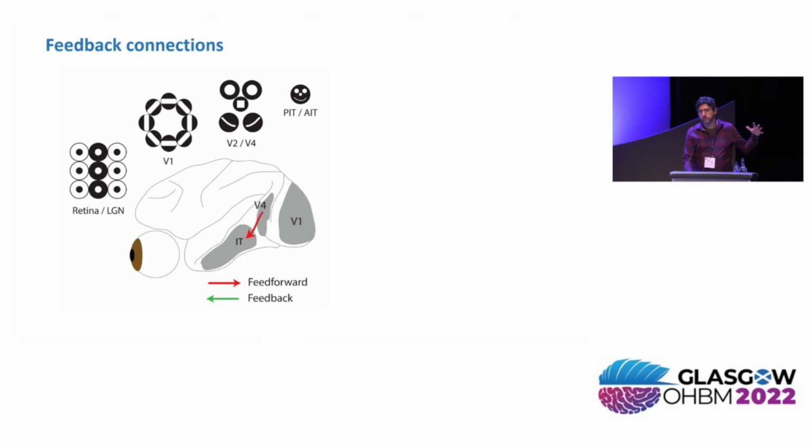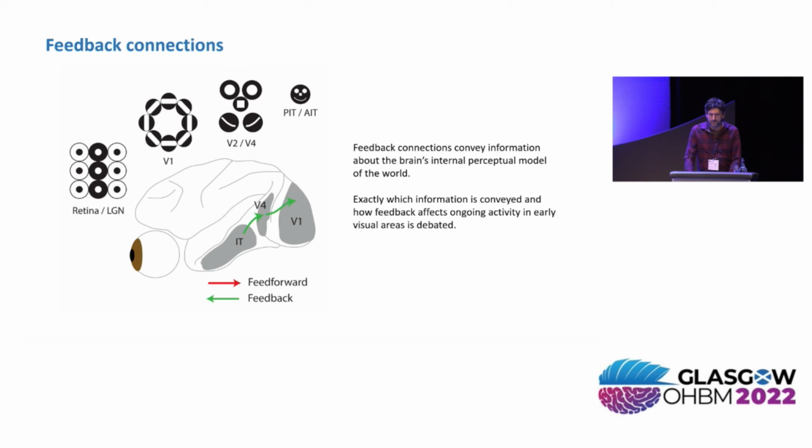But there are just as many connections going in the opposite direction, from the higher visual areas back down to lower visual areas. And it is these feedback connections which have a much more mysterious function, so we don't know exactly what they're doing. But I think most people would agree that at least part of their function is to convey information about the brain's internal perceptual model of the world. But exactly which information is conveyed and how feedback affects ongoing activity in early visual areas is still a matter of intense debate in the field.